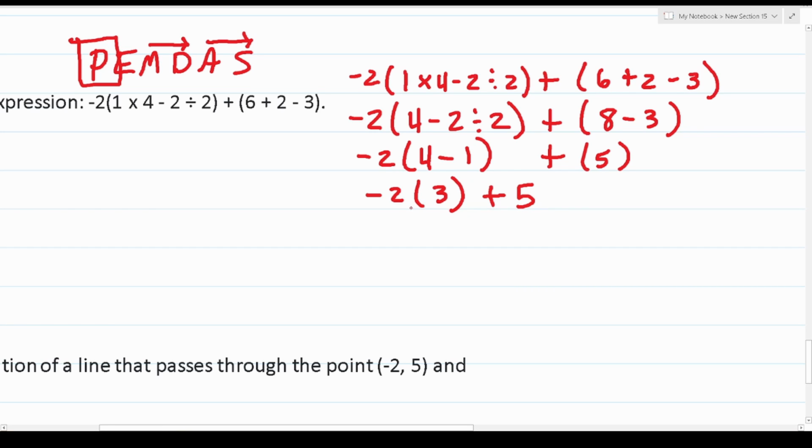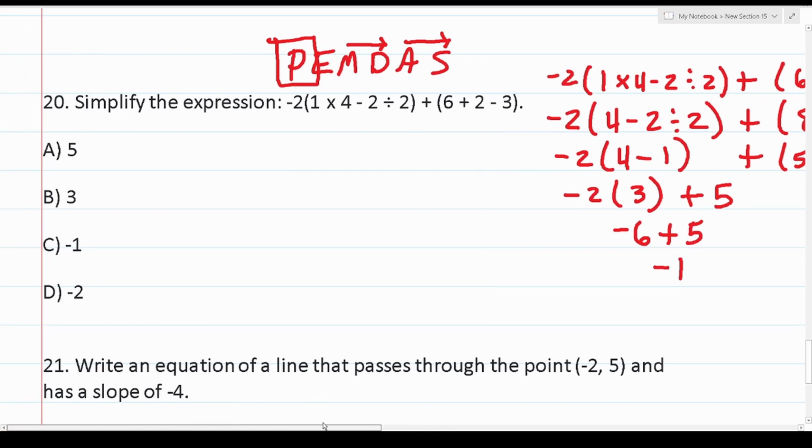And again, we have multiplication here, addition here. We're going to do the multiplication before the addition. So this is negative 2 times 3, which is negative 6, plus 5. Now all we have left is addition. Negative 6 plus 5 is negative 1. Okay, so the answer to this one is negative 1, C.